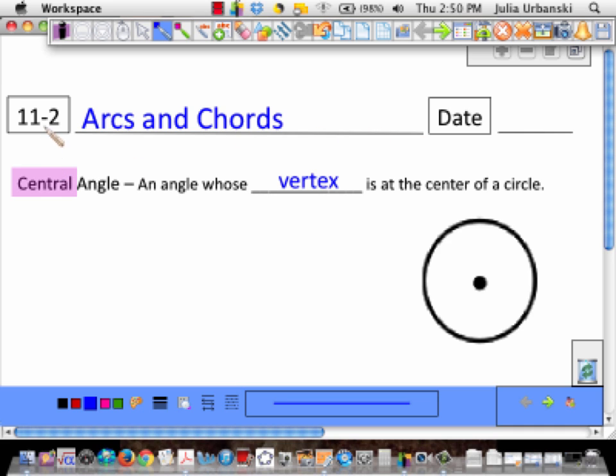Okay, today's lesson is 11-2, arcs and chords. The first word we're going to talk about is a central angle, and the key word there is central. It's an angle that's on the center of a circle. So when you draw the angle, the vertex of it has to land right on that center.